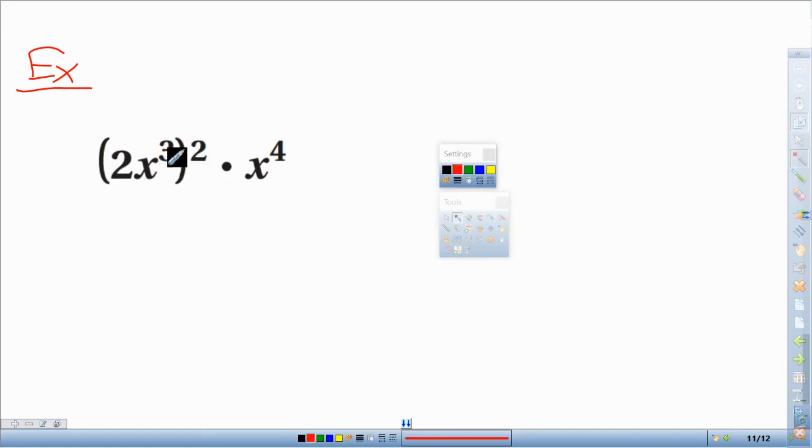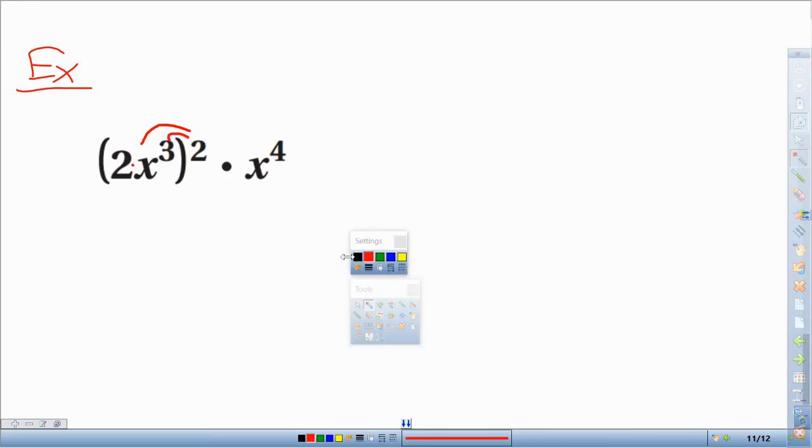Here's what I see. We have this power of 2 on the outside of this parentheses. There's two things inside of here. There's a 2 and there's an x cubed. Both of them are going to get a power of 2 applied to them. So let's start with that. We're going to get 2 to the power of 2, and then we're also going to get this x cubed to the power of 2. But remember, this is power of a power. These multiply, and this gives me x to the power of 3 times 2, 6. For now, we're just going to bring down this x to the power of 4.